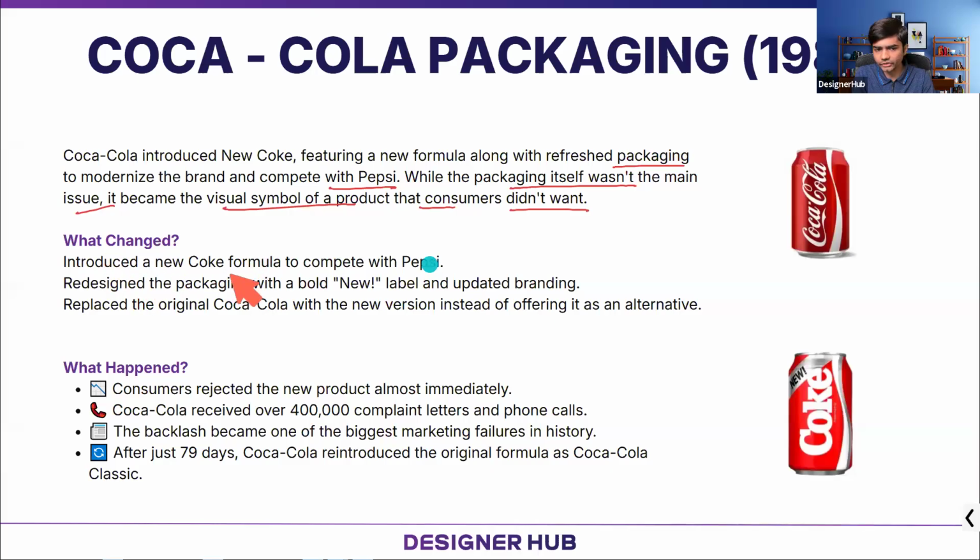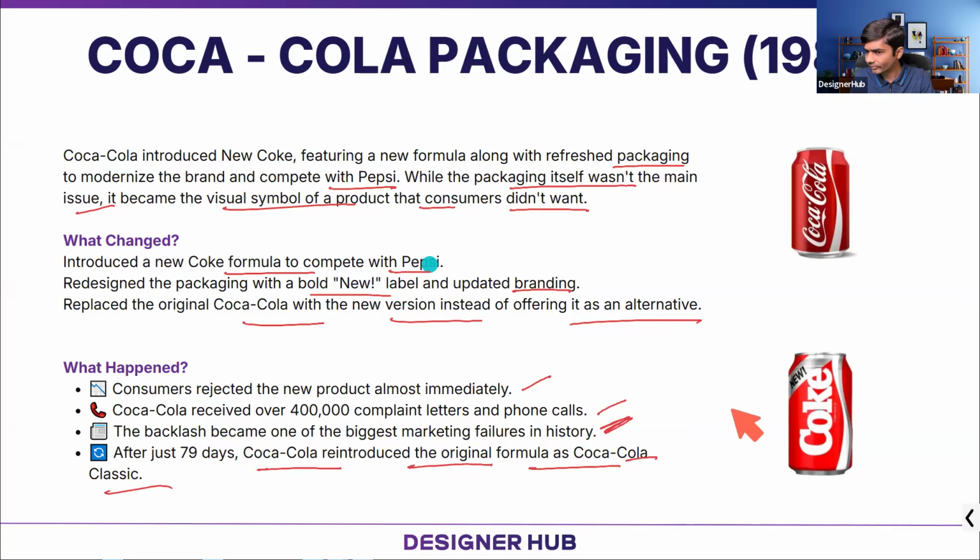What changed? Introduced a new Coke formula, competing with Pepsi. Redesigned the packaging with bold new label and updating the branding. Okay, replace the Coca Cola with the new version instead of offering it as an alternative. Okay, so what happened? Consumers rejected the new product almost immediately. Coca Cola received almost 4 lakh plus complaint letters and phone calls. The backlash became one of the biggest marketing failures in history. All after just 79 days, Coca Cola reintroduced the original formula as Coca Cola Classic.